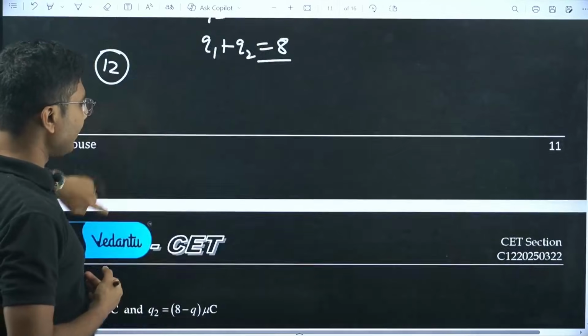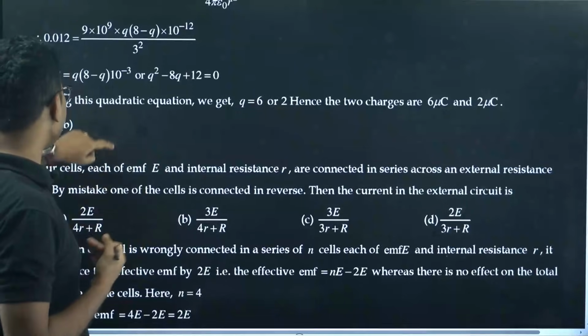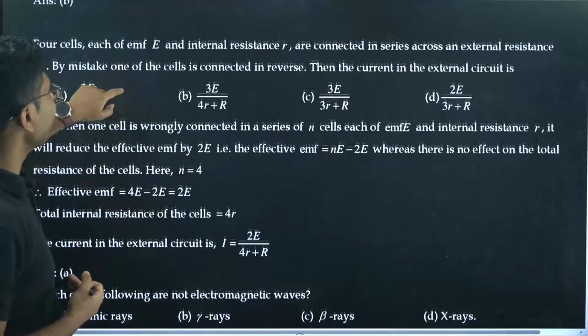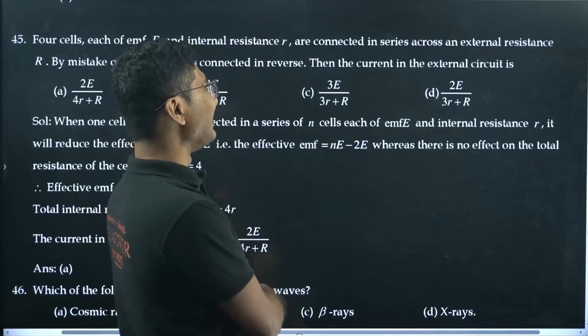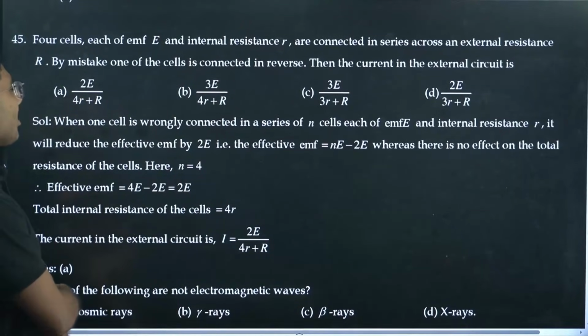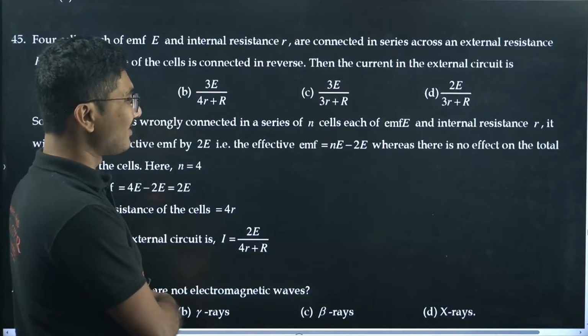If you try to solve it in the longer method, you will get this, but if you apply your brain, you can answer this easily. Next, 4 cells, each of EMF E and internal resistance small r are connected in series across an external resistance R. By mistake, one of the cells is connected in reverse, then the current in the external circuit is.